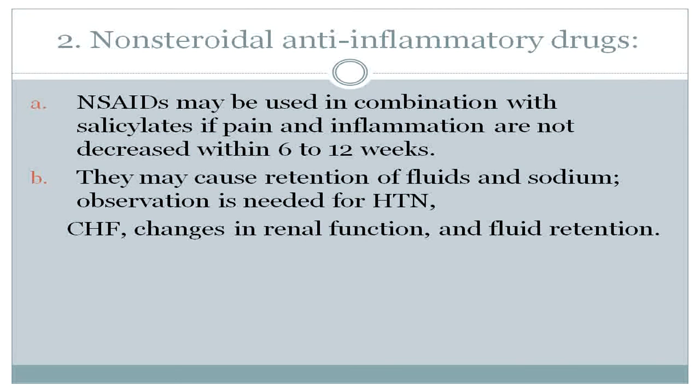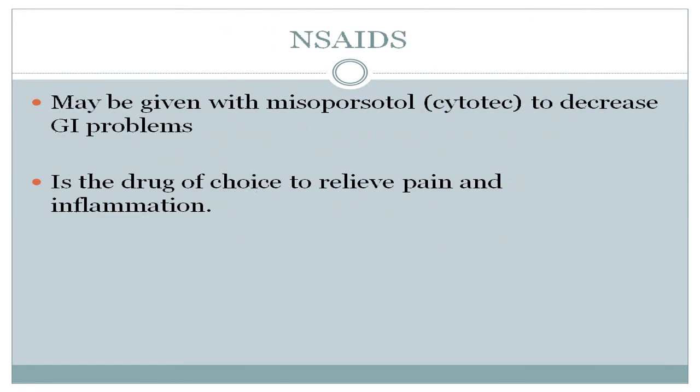With NSAIDs, these may be used in combination with salicylates if pain and inflammation are not decreased within 6 to 12 weeks. They may cause retention of fluids and of sodium, so there needs to be an observation for the person developing hypertension. Also, we have to make sure again that we're assessing for renal function in the patient as well as fluid retention. The person may be given Cytotec to decrease the GI problems associated with it. This is the drug of choice to relieve pain and also inflammation.